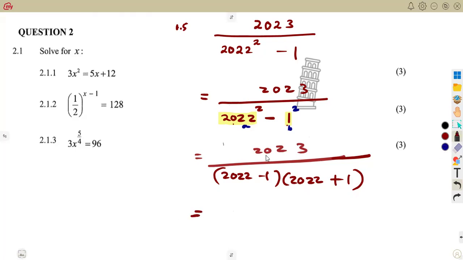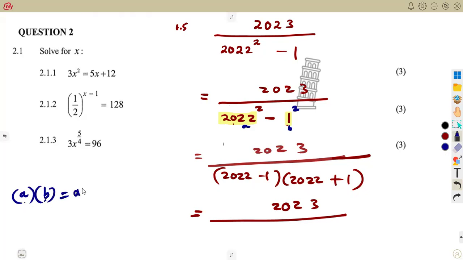Okay, let's simplify this. So it's going to be 2023 over what? Remember, brackets mean A into B like this is the same as A times B. So we can even write it as A times B, or you can even leave it like that, guys. But just know that it's a product here. You're multiplying. So 2022 minus 1, we subtract, removing 1 here. It's going to be 2021, into 2022 plus 1, which is 2023. We add 1 here.